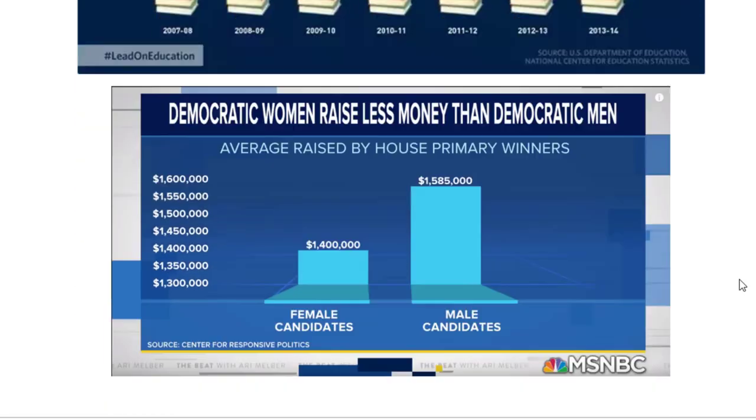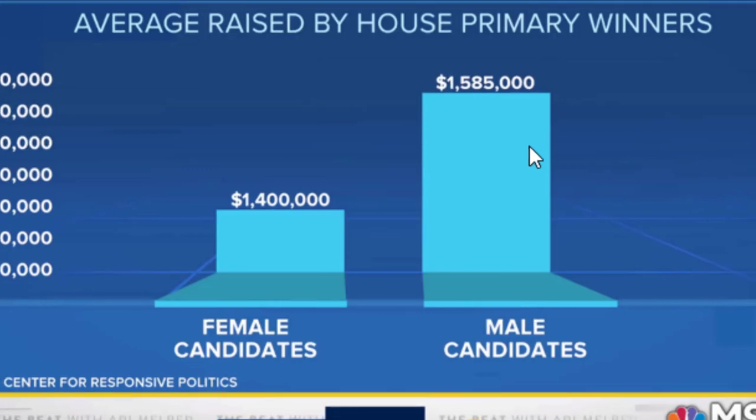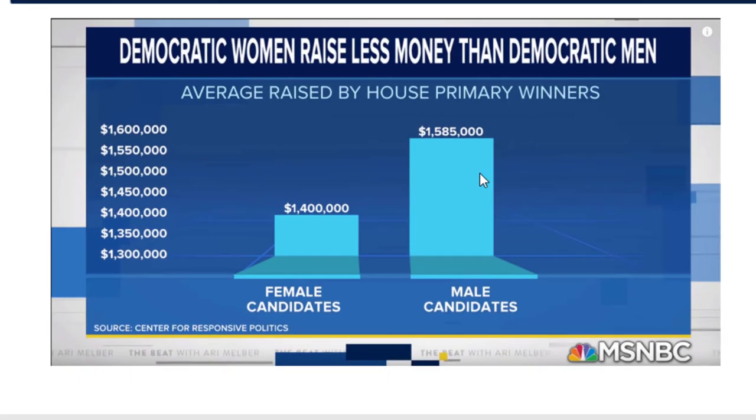Alrighty. And then down here, we've got Democratic women raise less money than Democratic men, which is true by looking at this graph, assuming that the source from Responsive Politics is actually true. Women look like they're pulling in about 1.4 million on average, and men are pulling just shy of 1.6 million. So the men are pulling in about 200 grand more on average per man than the women candidates are.